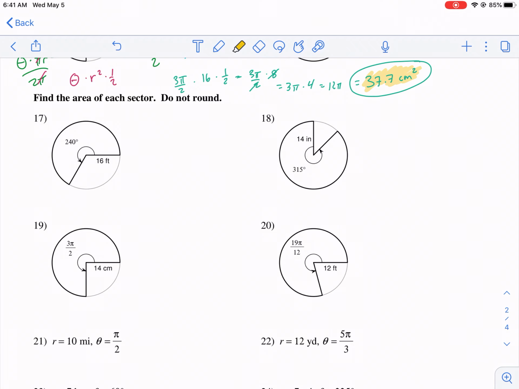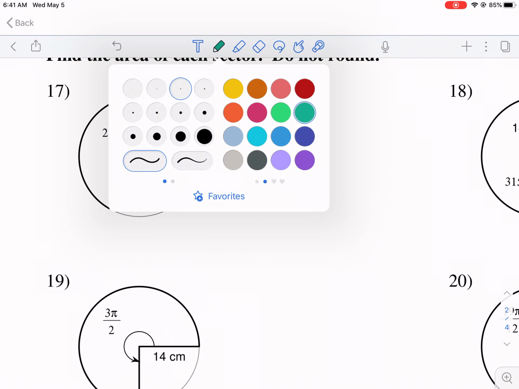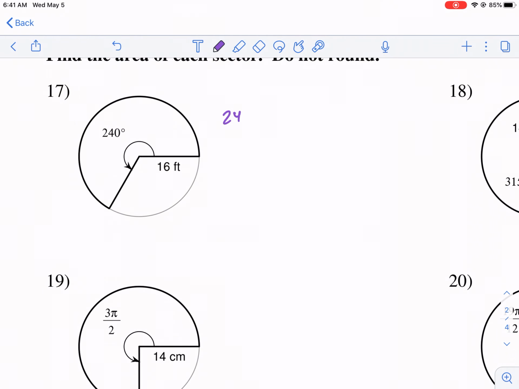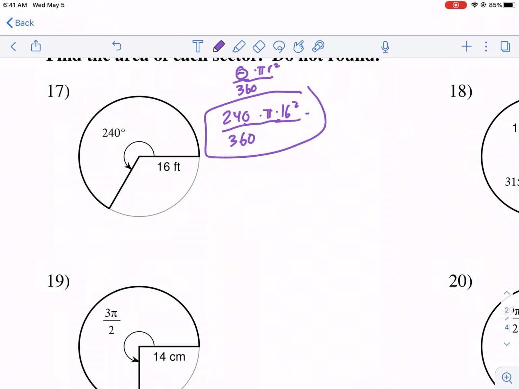So we have 240. We're going to have to simplify these fractions. So we have 240 over 360. I told you I would do an example more thoroughly. So we have theta over 360 times pi r squared. So we have 240 times pi times 16 squared, like this. Okay, so this would be what the full formula would look like for the sector area.